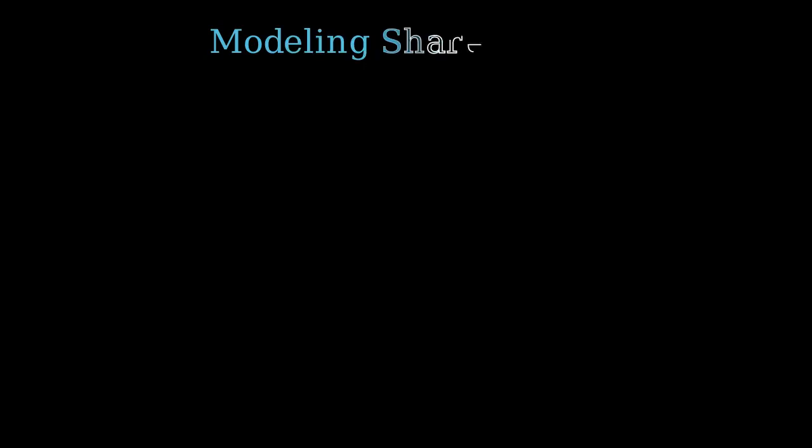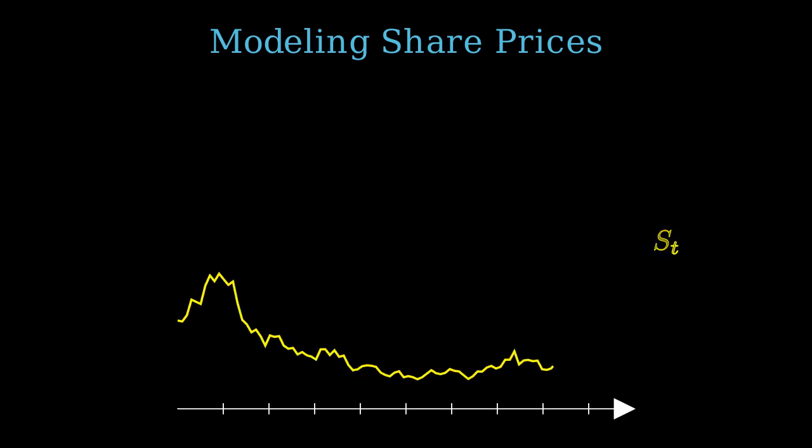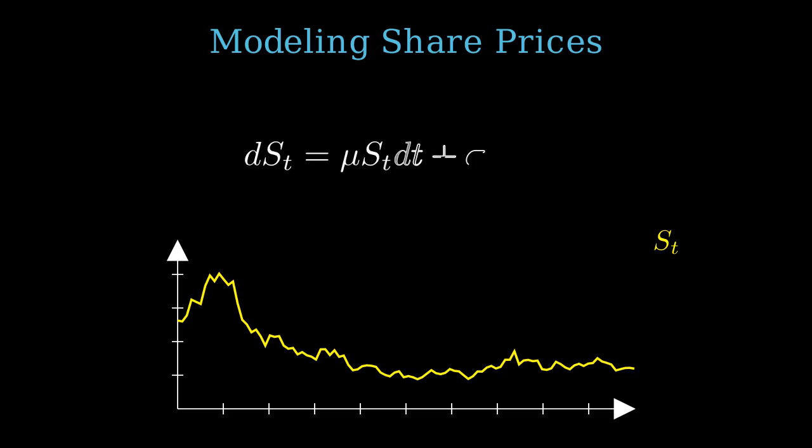To understand the Black Scholes model, we must first look at how we model share prices in continuous time. Unlike discrete models that jump in steps, we assume the share price, denoted as S sub t, evolves according to a stochastic differential equation, or SDE. Specifically, the change in the share price, dS sub t, is equal to mu times S sub t, dt, plus sigma times S sub t, dZ sub t.